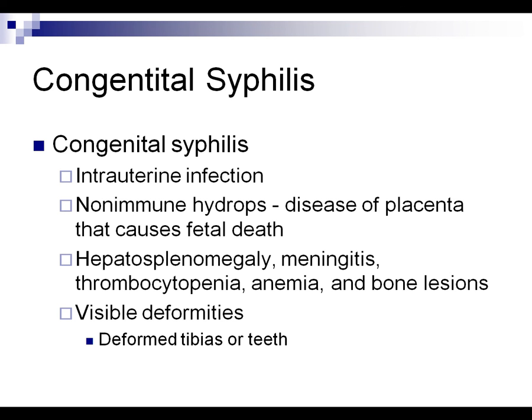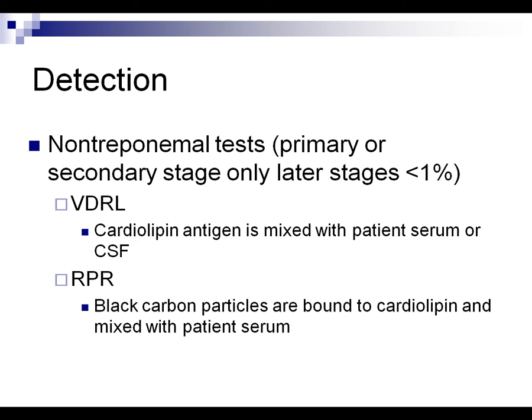So a lot of different symptoms here. We're not going to go into depth about that, but the main thing we want to focus on here is detection. We've got the non-treponemal tests, which are your screening tests, and then we have your confirmatory tests, which are your treponemal tests. The VDRL and the RPR are the two different non-treponemal tests. The VDRL is a cardiolipin antigen that's mixed with the patient's serum or spinal fluid, and the RPR is a black carbon molecule that is laced with cardiolipin, mixed with the patient's serum. In both methods, you're detecting an antibody that binds cardiolipin. It's not a specific test, but it is very sensitive. So you do have a lot of false positives, especially if the patient has autoimmune diseases.